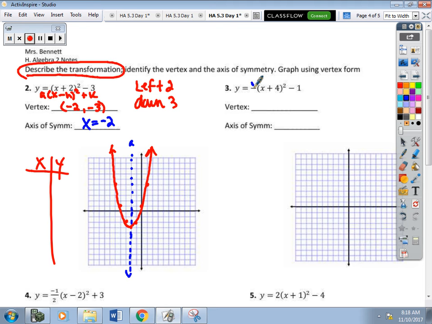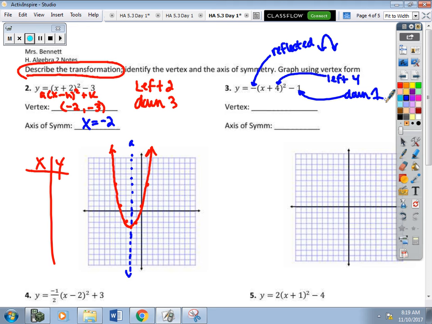So the next one, we can see that it does have a negative. So that does tell me that it's been reflected across the x-axis. So whenever we do this, instead of going up 1 over 1, up 3 over 1, we're going to go down 1 over 1, down 3 over 1. This 4 tells me that I'm going to the left 4, and this -1 tells me that I'm shifting this graph down 1.